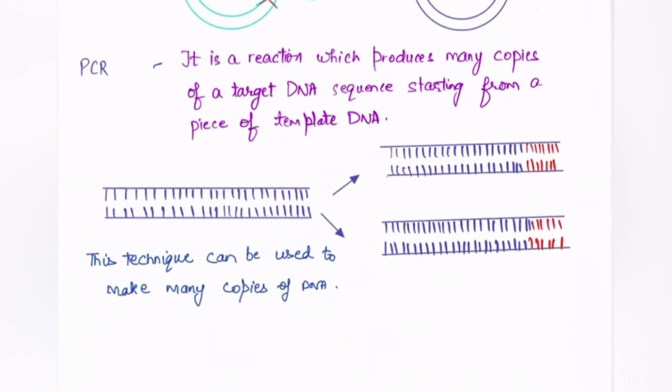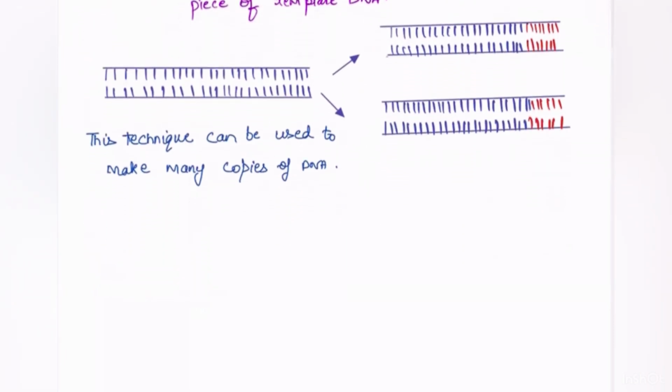Talking a little bit about the technique polymerase chain reaction, PCR, it is a reaction which produces many copies of a target DNA sequence starting from a piece of template DNA. And this technique can be used to make many copies of DNA. So this is how DNA duplicates. Duplication of DNA is done.